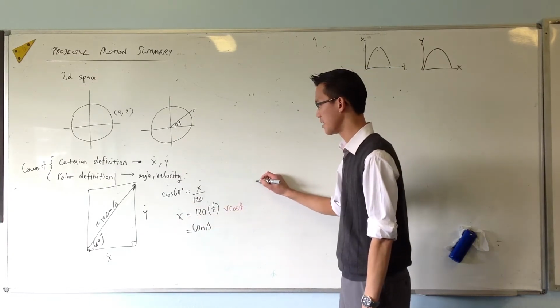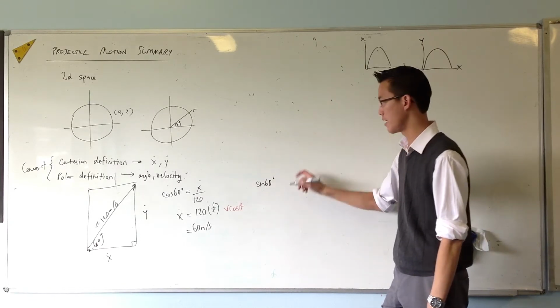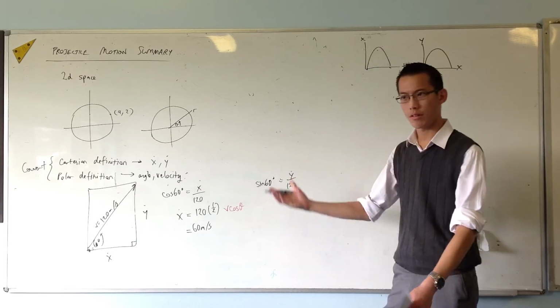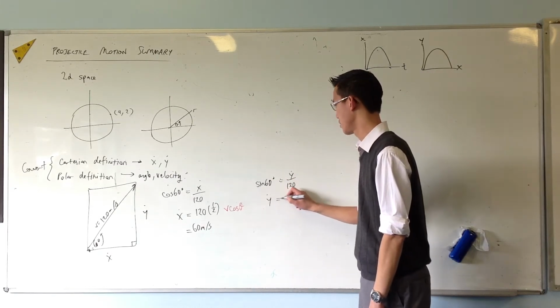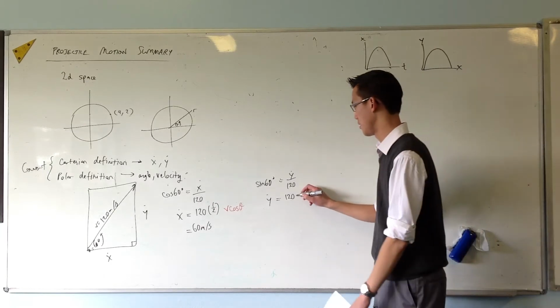Do the same thing for your vertical velocity. Instead of cos, I'm going to do sine, because that'll give me the opposite side. So that's y dot on 120. Exactly the same, I'll just rearrange this: 120, and sine 60 is root 3 on 2.